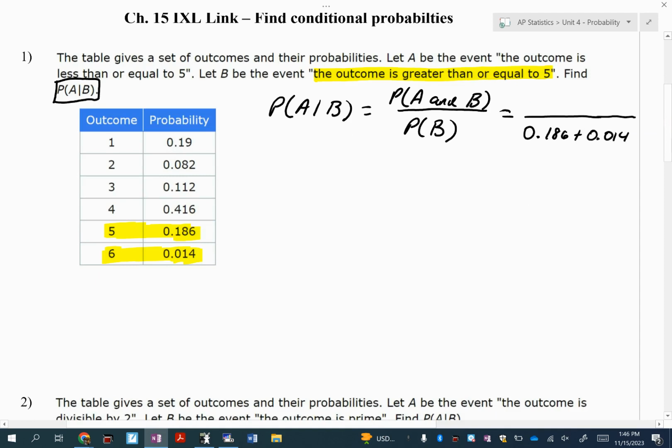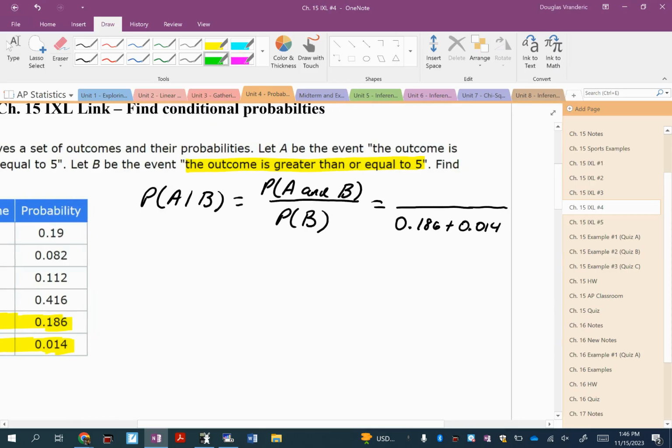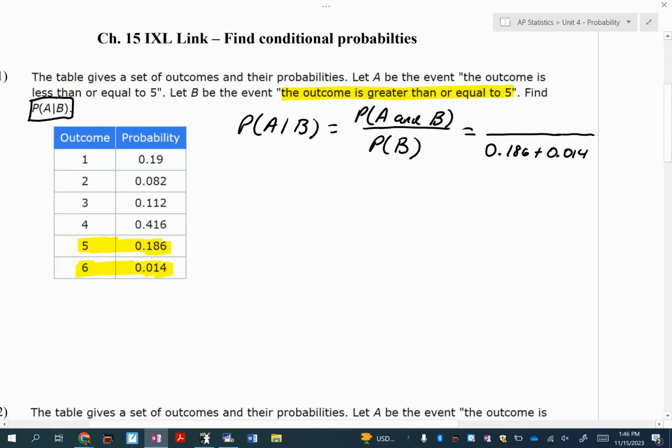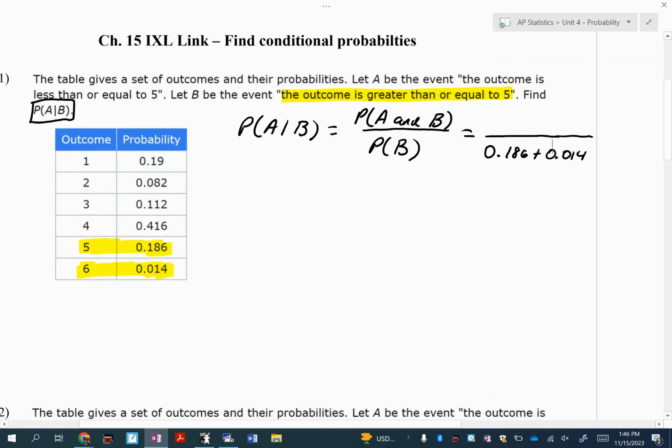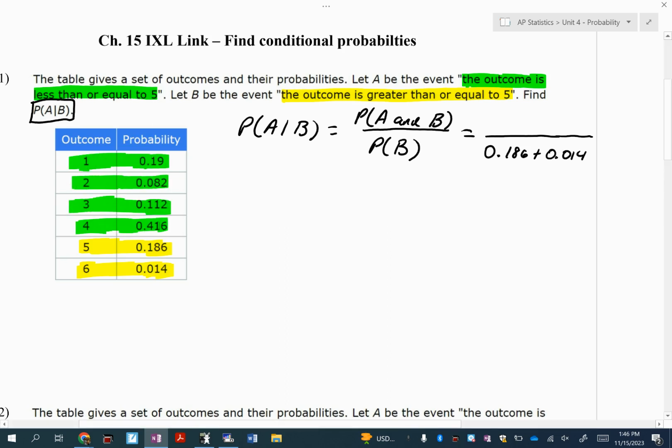Everyone okay with that? You good? Okay. Now this is where it gets a little tricky. So I'll try this, see if it works. We need to figure out where they're both happening. So I'm going to highlight event A, which is the outcome is less than or equal to 5. So what events here would be less than or equal to 5? 5, 4, 3, 2, 1. Okay, ready? 5, 4, 3, 2, 1.